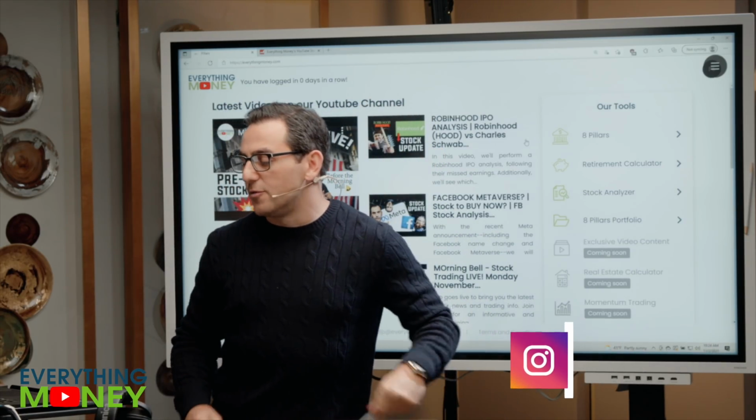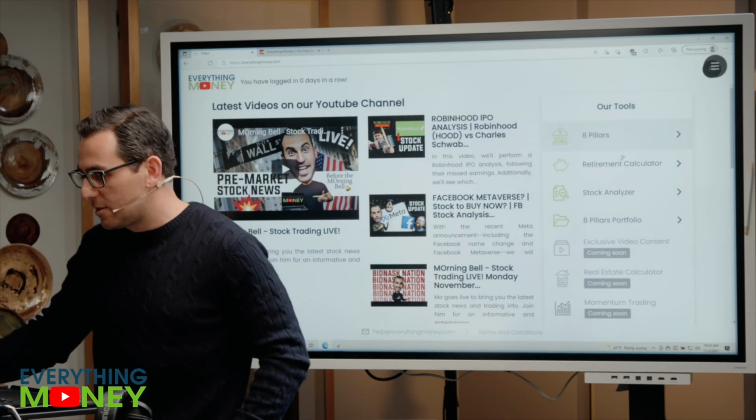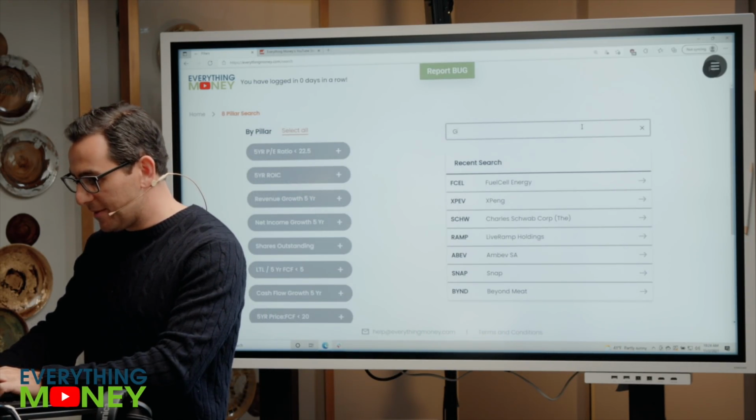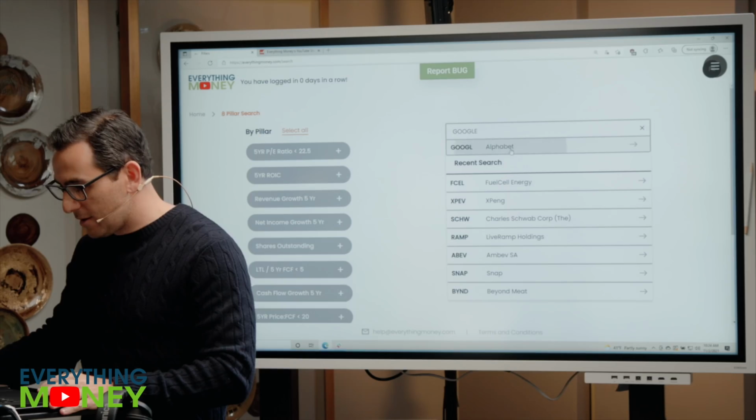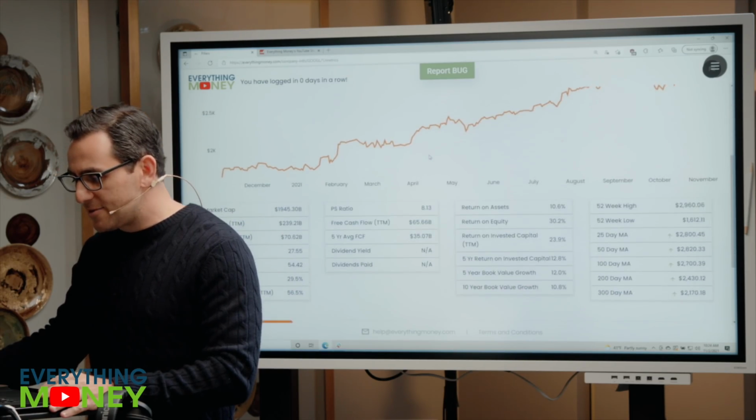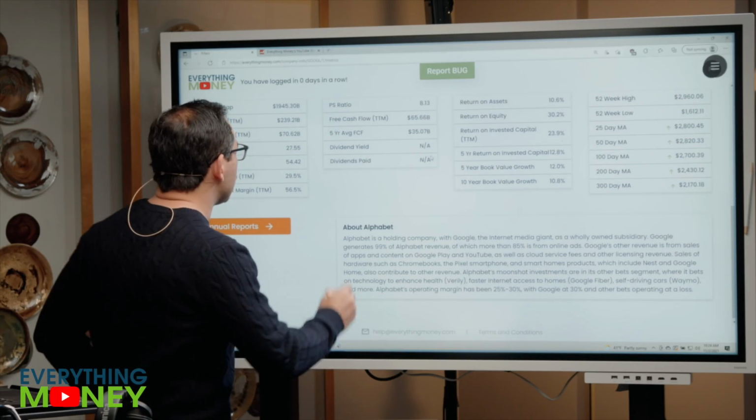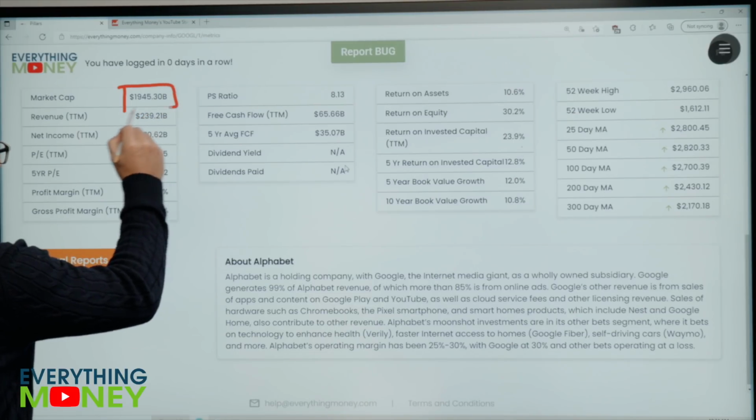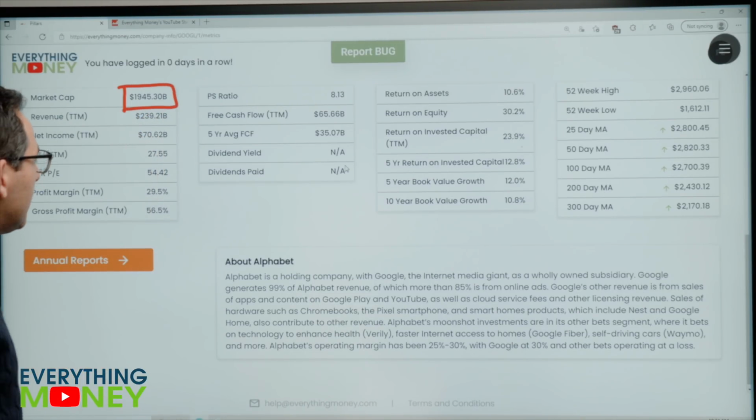That's true. Okay, guys, so this is our exclusive Everything Money software. Let's go to the 8 pillars. Let's type in GOOG, Alphabet. All right, guys, so let's start with our first one. Market cap. This is about a 1.9, call it a $2 trillion company. Yeah. Very big these days.